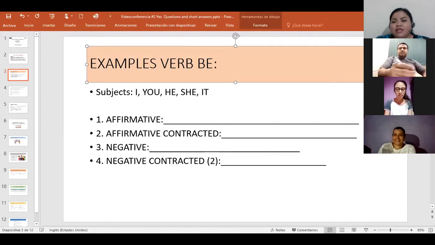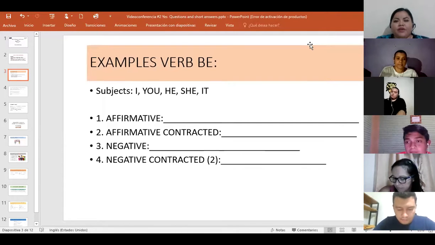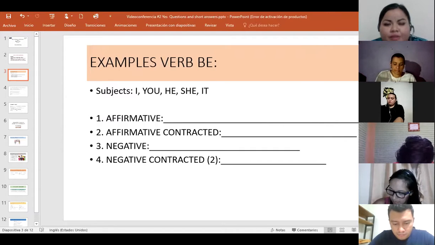Right. Please take notes of the information that you can see on the screen. Vamos a trabajar de forma individual y luego vamos a compartir los ejemplos que tenemos. Todos pueden ver la pantalla, ¿verdad? Yes, okay, very good. Una de cada una, exacto. Pueden ocupar cualquier sujeto, no importa. Traten de usar uno distinto en cada una.